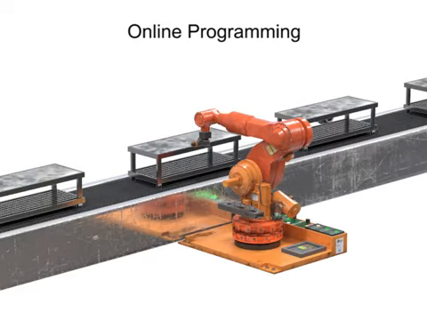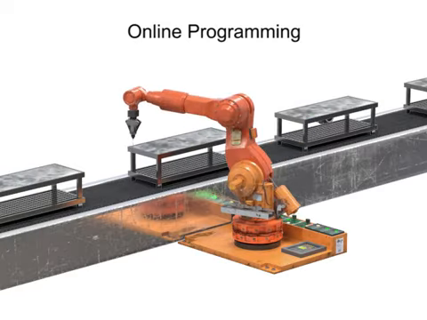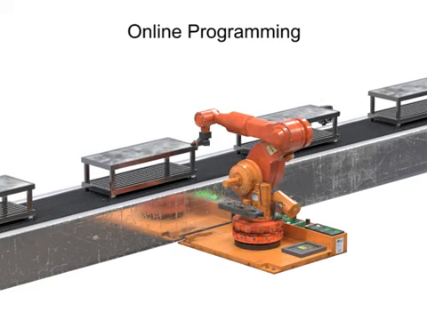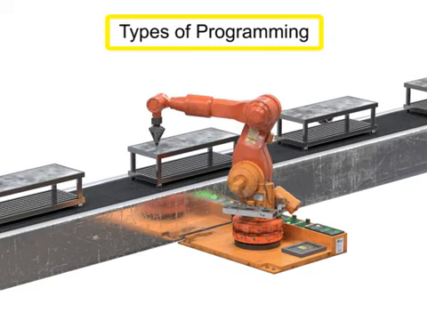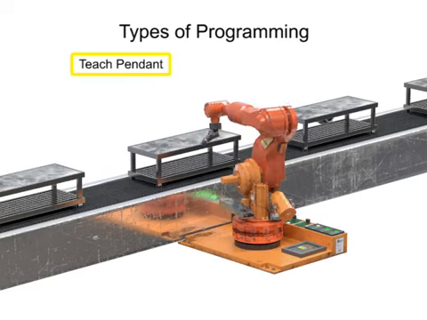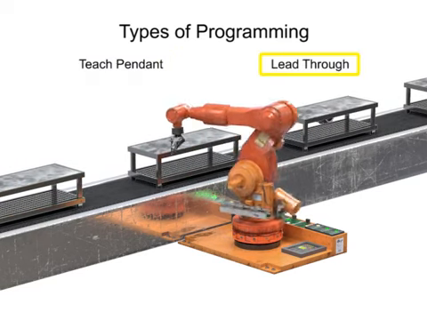Online programming occurs when the robot is online or in an operational mode. The two types of programming we will discuss here are teach pendant programming and lead-through programming.